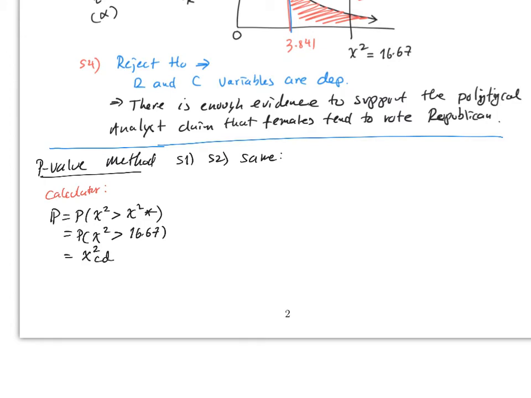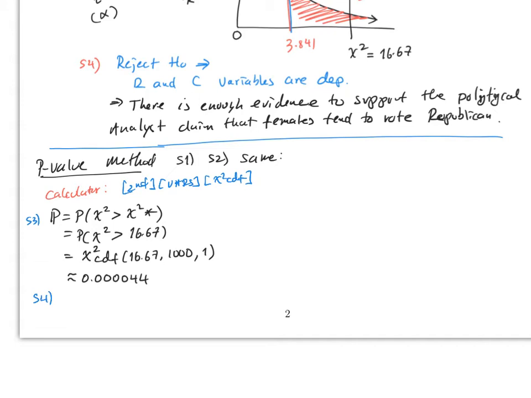It will be chi squared CDF. The lower bound is 16.67. The upper bound is 1,000. And the degrees of freedom is 1. And this is around 0.000044. Remember that to access this, you need to do a second variables, and then just look for chi squared CDF. Okay? So that's the p-value, which is step 3.